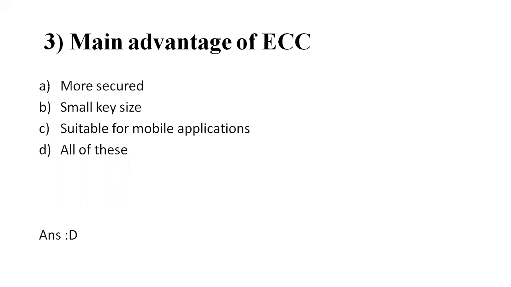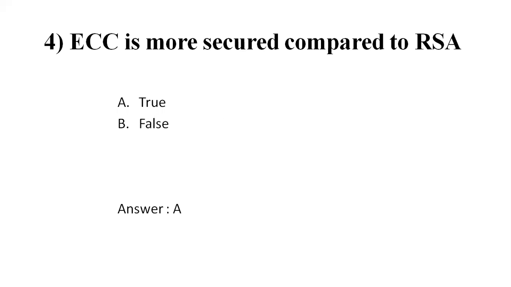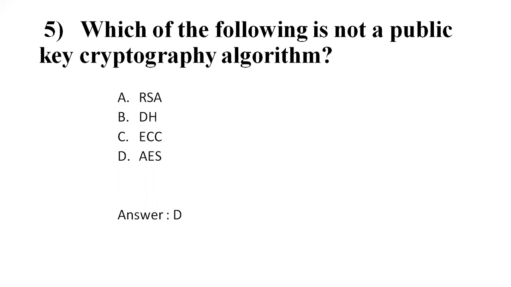Main advantage of ECC: more secure, small key size, suitable for mobile application, all of these. The correct answer is all of these. ECC is more secure when compared to RSA. True or false? The correct answer is true. Which of the following is not a public key cryptography: RSA, DH, EC, AES? The first three are considered public key cryptography algorithms, whereas AES is considered a symmetric key algorithm or non-public key cryptography algorithm. The correct answer is D.